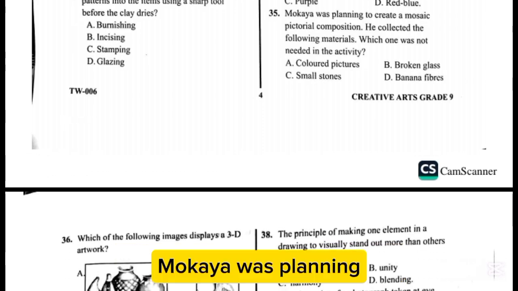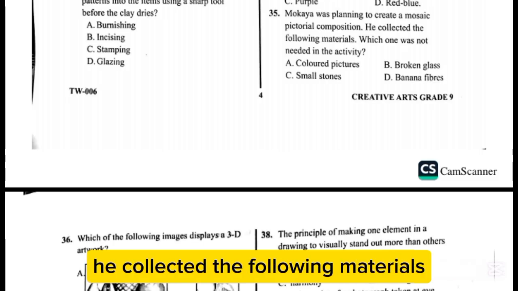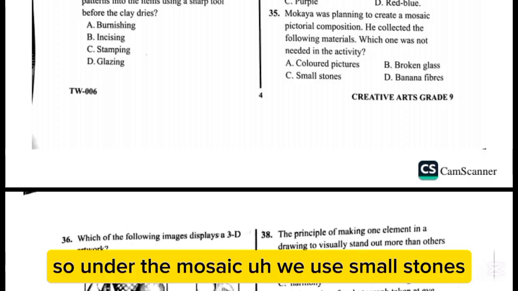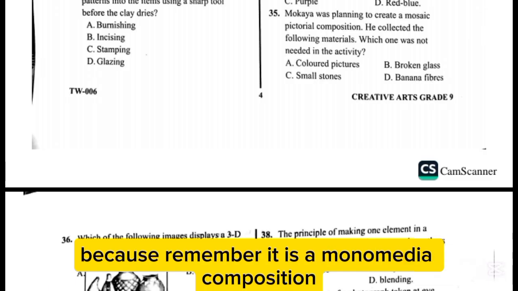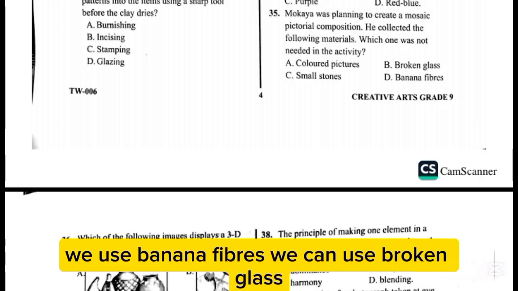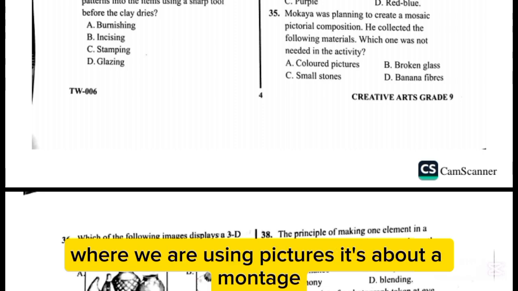Mokaya was planning to create a mosaic pictorial composition. He collected the following materials. Which one was not needed in the activity? So under the mosaic, we use small stones because remember it is a monomedia composition. We use banana fibers. We can use broken glass, but we don't use colored pictures. Where we are using pictures, it's about montage.